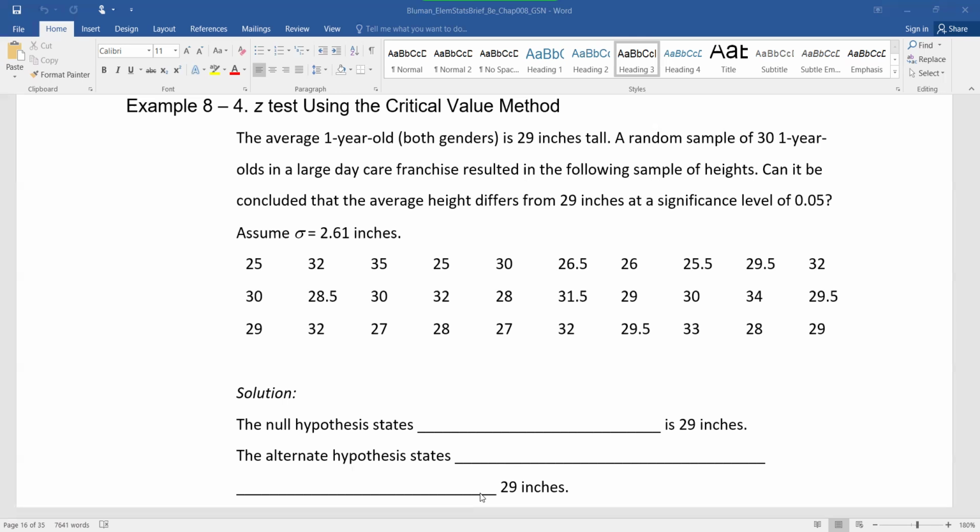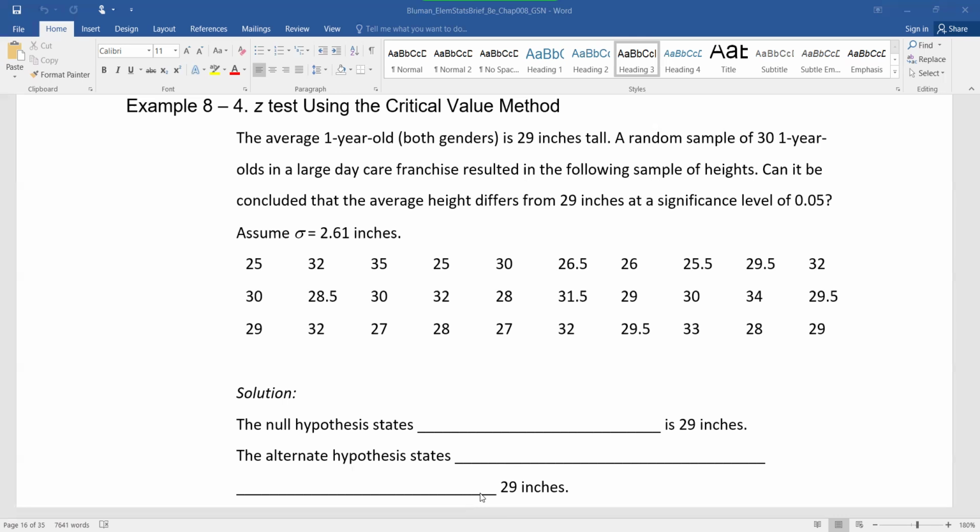All right, so Z-test using the critical method here. It says the average 1-year-old, both genders, is 29 inches tall. A random sample of 30 1-year-olds in a large daycare franchise resulted in the following samples of heights. Can it be concluded that the average height differs from 29 inches at a significance level of 0.05? Again, we're going to assume the standard deviation is 2.61 inches, so we don't have to calculate that.